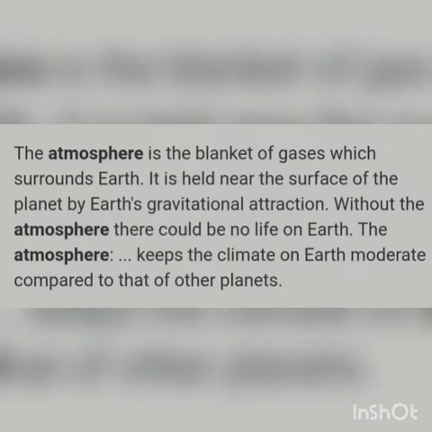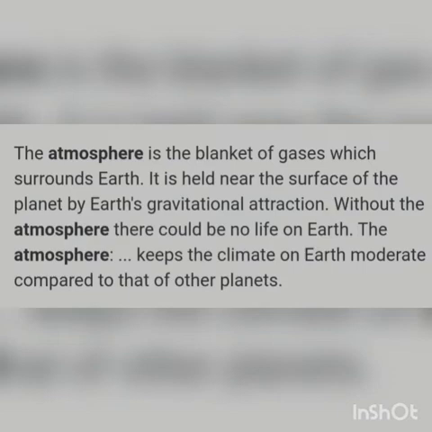Without the atmosphere, there could be no life on Earth. The atmosphere keeps the climate on Earth moderate compared to other planets. This atmosphere protects us from harmful rays from the sun. So we can say this as the blanket of Earth.